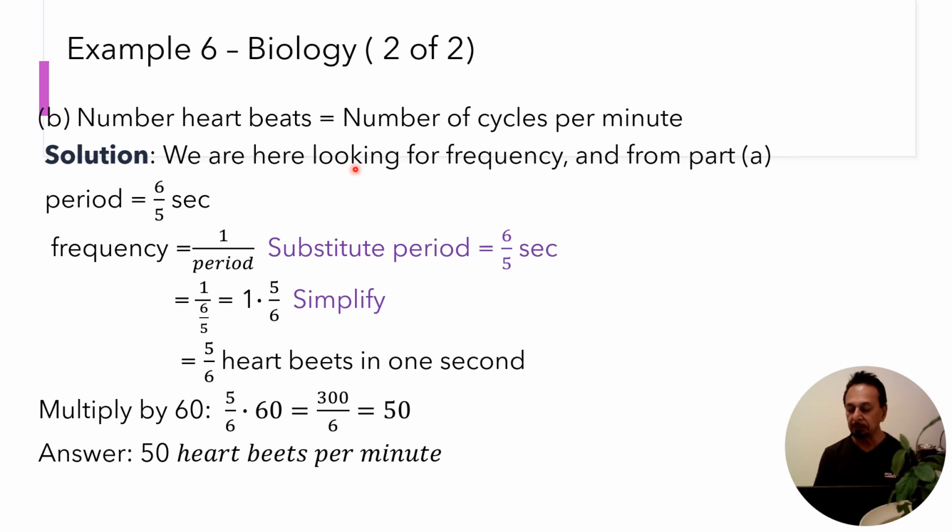The number of heartbeats is equal to the number of cycles per minute. So we are here looking for frequency, and from part A we found the period is 6 over 5 seconds. Now the frequency is 1 over the period. So we substitute the period 6 over 5. So it becomes 1 over 6 over 5, which equals 1 times the reciprocal of 6/5, which is 5/6. So it becomes 5/6 heartbeats in 1 second. Now we multiply by 60 seconds, so 5/6 times 60 becomes 300/6, which is 50 heartbeats per minute.